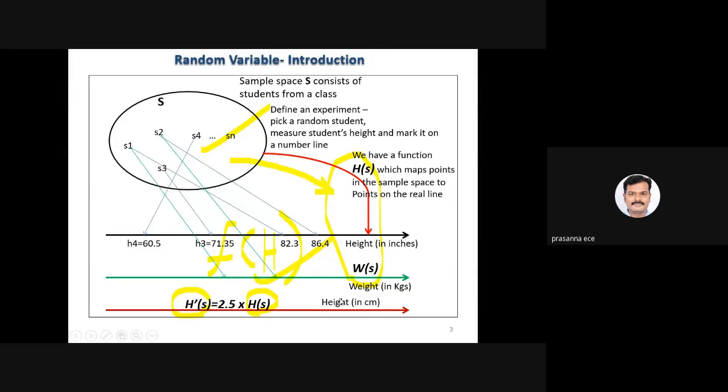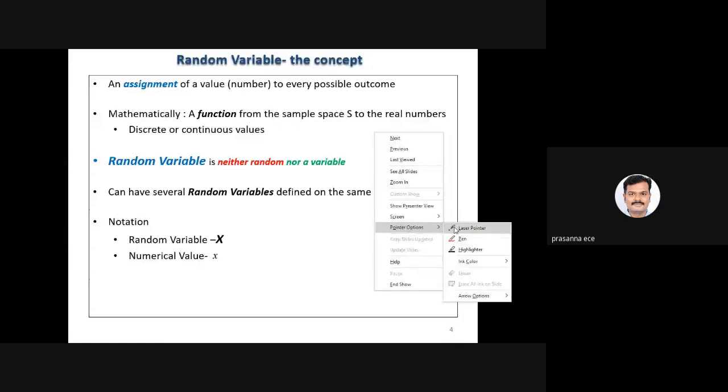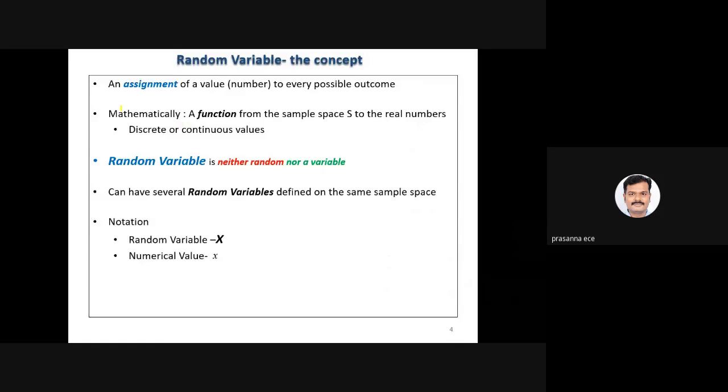So this gives us height in centimeters. Okay. So these are the things we summarized using the previous slide. So the random variable is nothing but a set of rules which are followed for assigning a value to outcomes of a random experiment. Okay. So it is an assignment of a value, which is a real number, to every possible outcome. Okay. So mathematically, it is a function from sample space S to the real numbers.